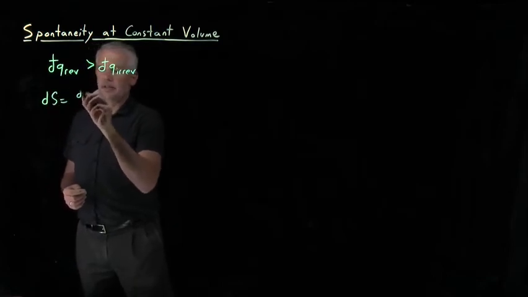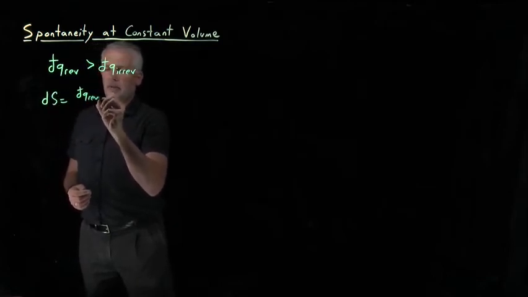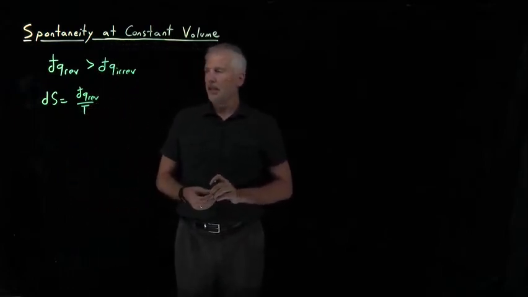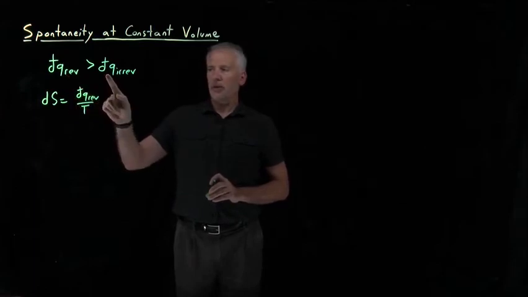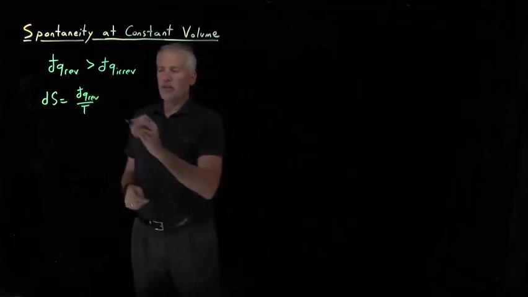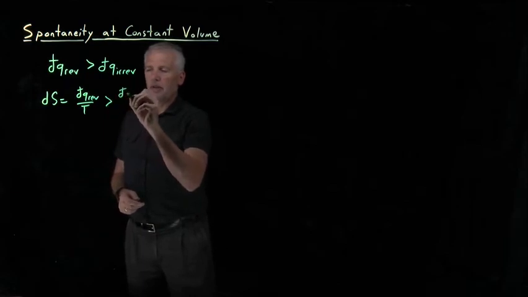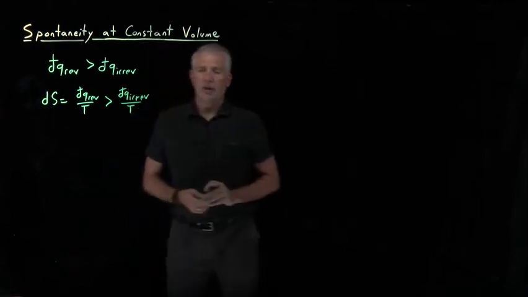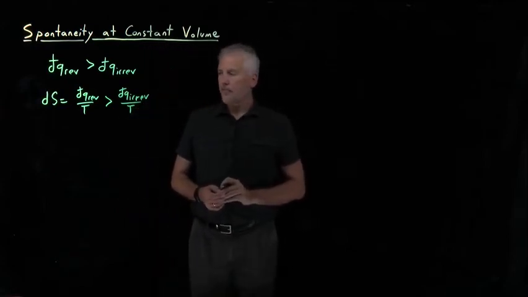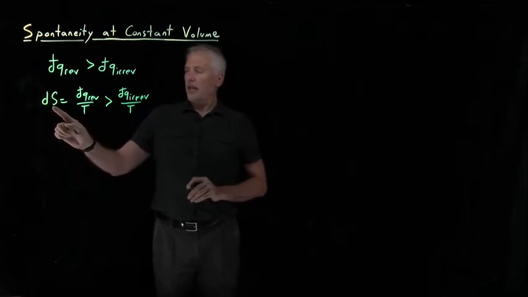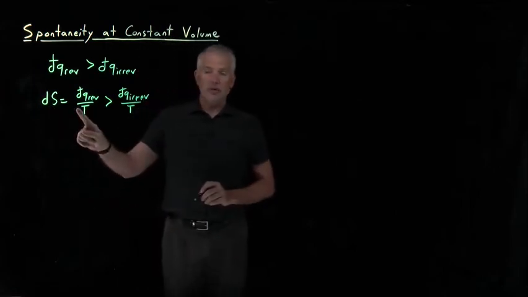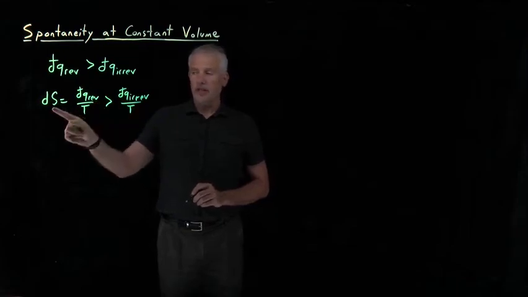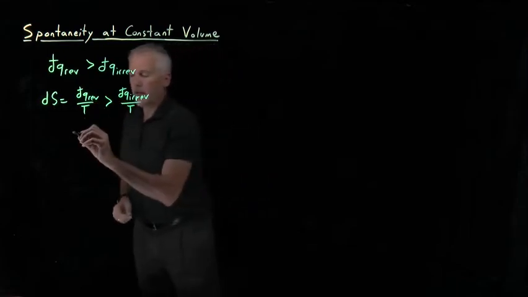The other thing we know is that the Clausius theorem tells us something about reversible heat. Reversible heat divided by temperature is equal to dS. So if reversible heat is always bigger than irreversible heat, dQ over T for a reversible process is always going to be larger than dQ over T at that same temperature for an irreversible process. So that means that in general, either dS is equal to dQ over T if the process is reversible, or dS is greater than dQ over T if we have an irreversible process.